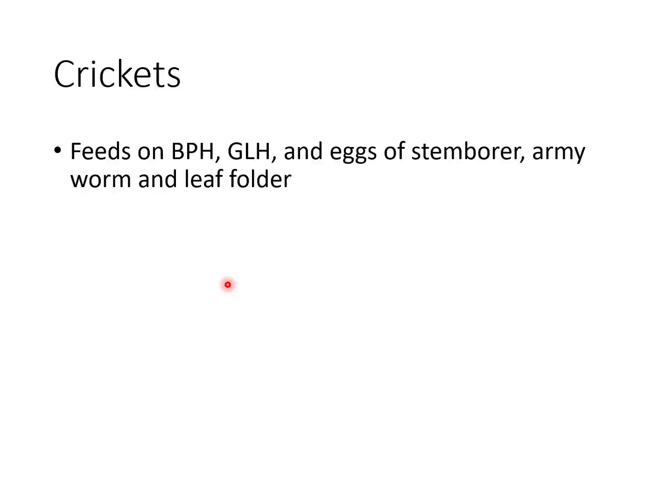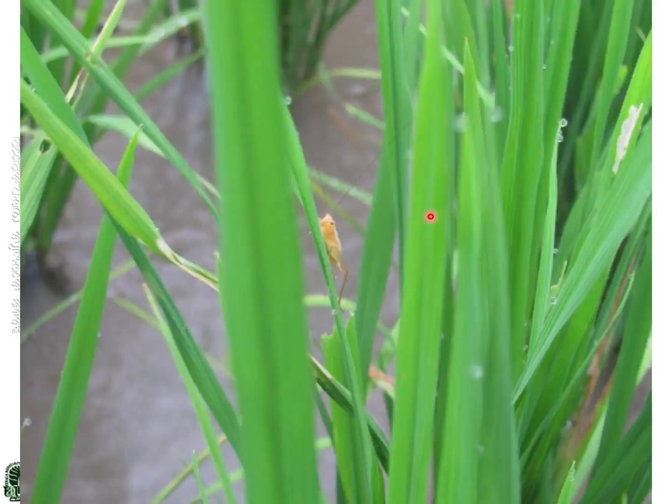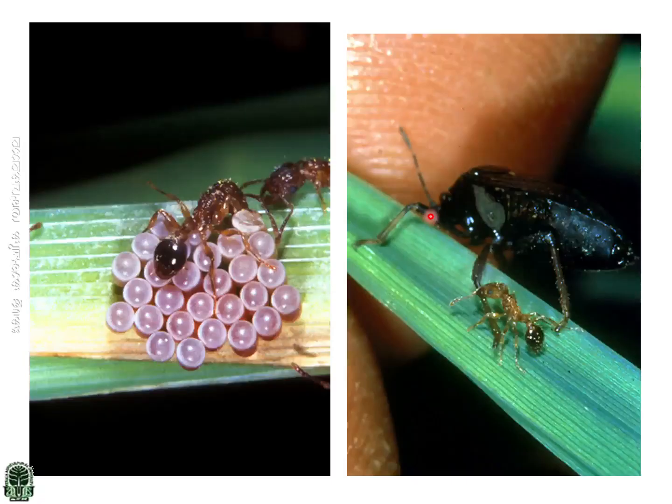Then crickets. Not all crickets are predators, but there are certain crickets in rice ecosystem which feed on BPH, GLH, eggs of stem borer, armyworm, leaf folder, etc. So this is the picture of a predaceous cricket. You can see the cricket in paddy field. Then ants and all, that is generalist predators which feed on insects. So this is with respect to predators.